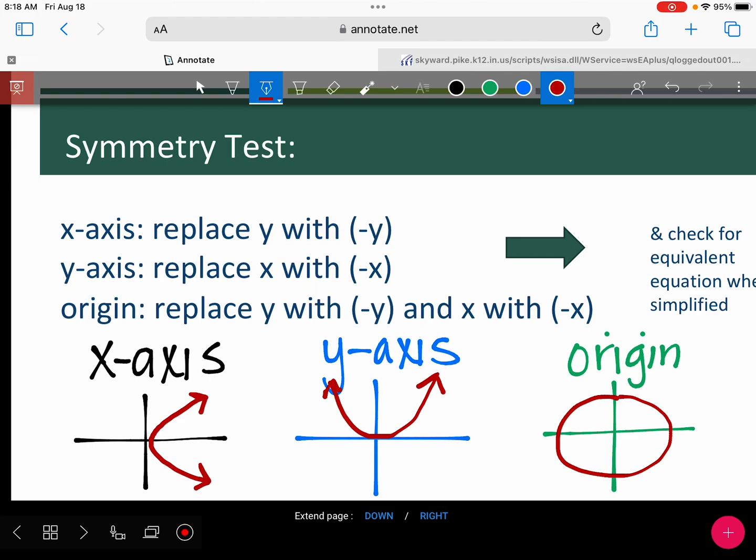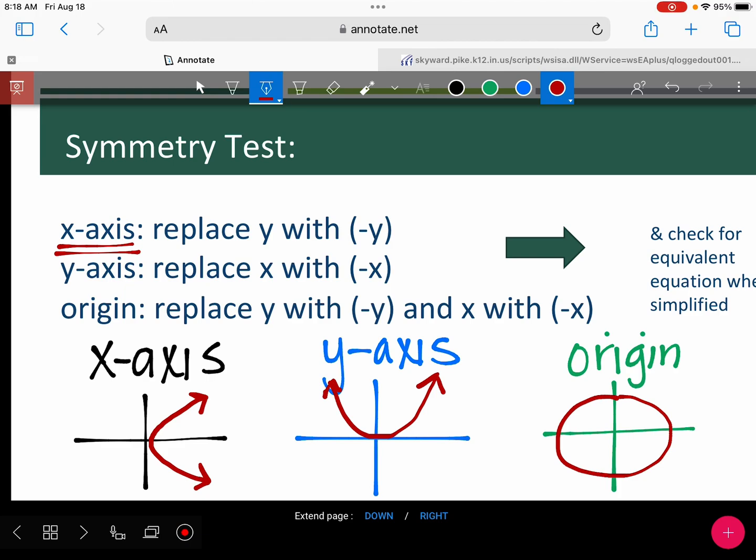We're going to check it algebraically. So to find the x-axis symmetry, we're going to do the opposite. So if I'm looking for x-axis symmetry, I'm going to replace y with negative y. If I'm looking for y-axis symmetry, I'm going to replace x with negative x. For origin symmetry, I'm going to replace both.